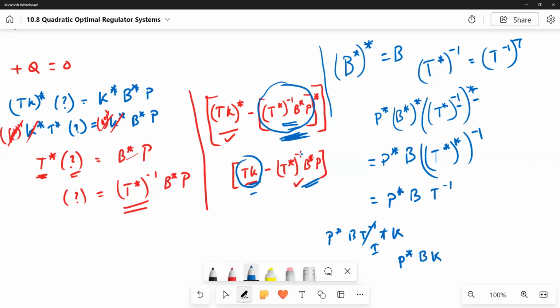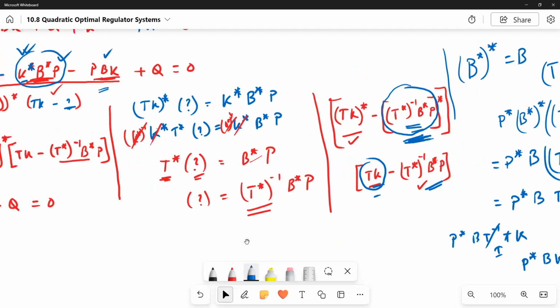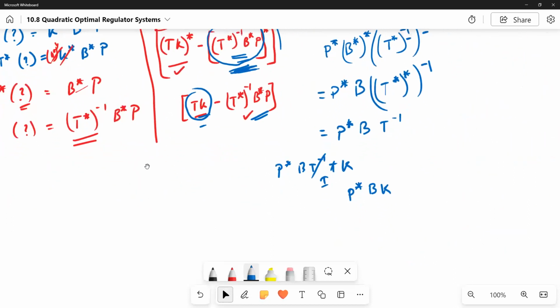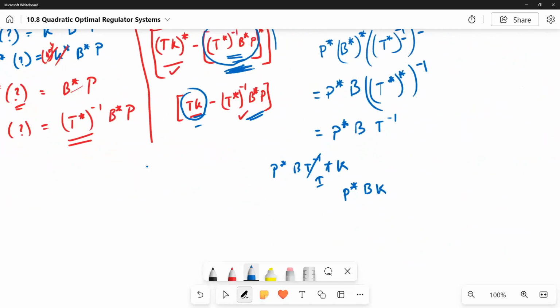So you may be saying that this is not the same as PBK, which is the case here, but just to remind you, for a symmetrical matrix, P star is the same as P. So we can say that this is the same as your PBK. So that is proved, no problem with it.